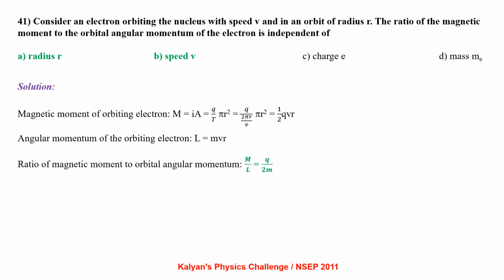Consider an electron orbiting the nucleus with speed v and in an orbit of radius r. The ratio of magnetic moment to the orbital angular momentum of the electron is independent of the magnetic moment of the orbiting electron. M equal to I into A, that is q by t into pi r square, which gives us half qvr. Angular momentum of the orbiting electron L equal to mvr. Taking the ratio, we get M by L equal to q by 2m.